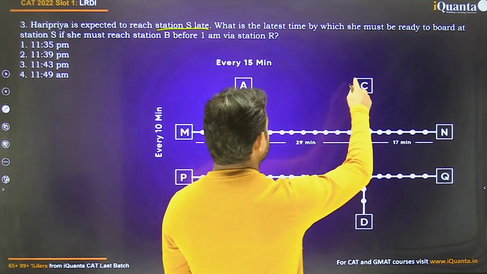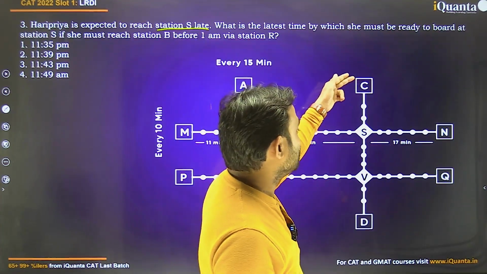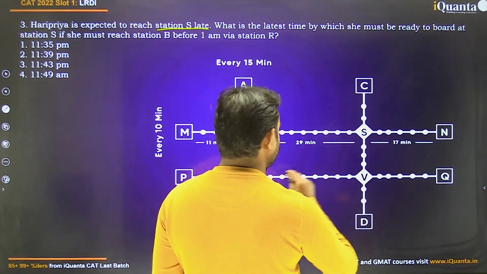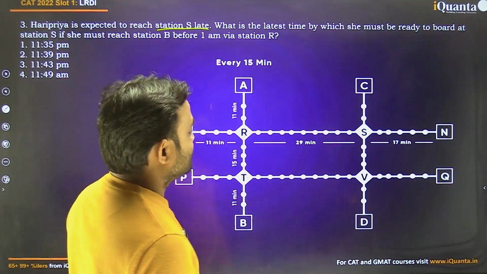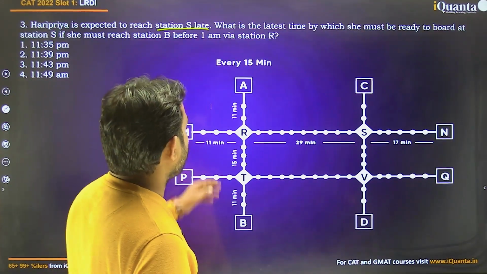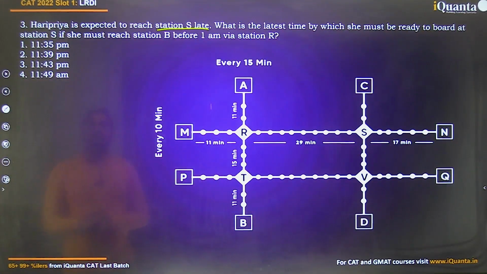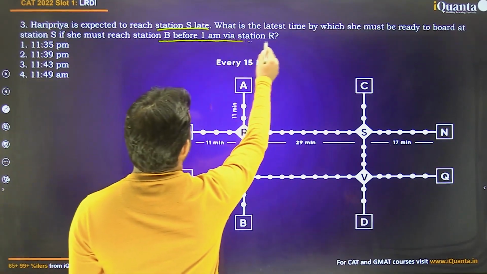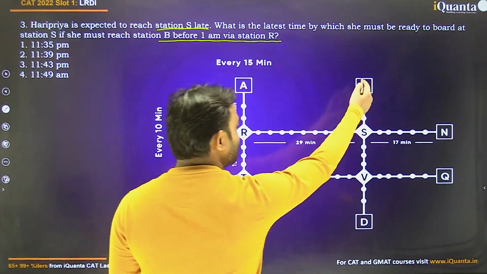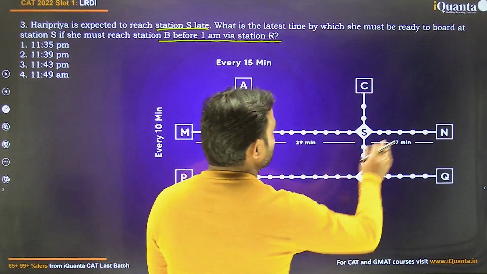And it will take 11 plus 2, 13 minutes from all the trains which are starting from C to start from S. Now she can take this route C, S, V, T and then B, right? So 1, 2, 3. She will have to take 3 different trains, and in this case 1, 2, she will have to take 2 different trains only. Now it also says she must reach station B by 1 am via station R. So via station R, we can definitely discard this C, S, V, T, B route.